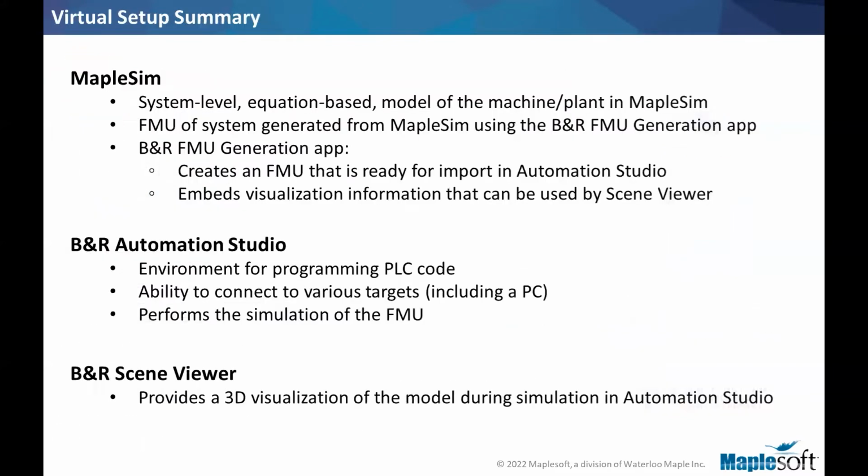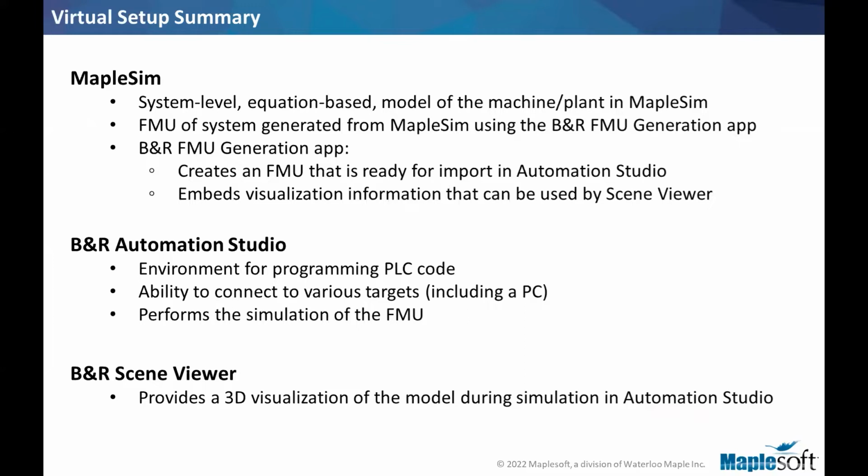So just a bit of a summary, and then after this, we're going to jump into the example. I want to spend most of my time today going through the entire process, beginning to end. For our virtual setup, we have MapleSim, our system-level equation-based modeling tool. We're going to generate an FMU with a specific app called B&R FMU Generation. This is an app that creates an FMU that is essentially ready for import into Automation Studio. There's no additional work you need to do, and it will allow visualization information to be read in.